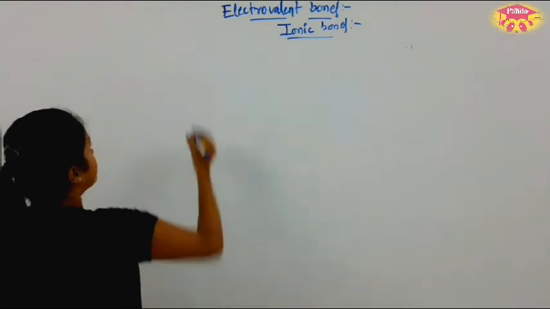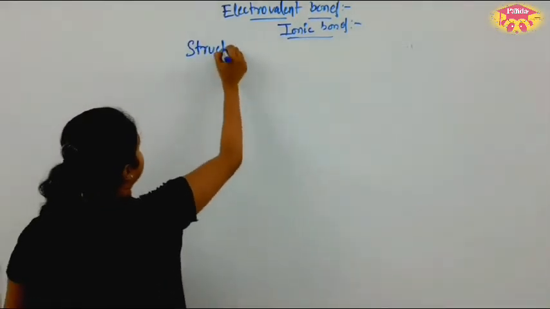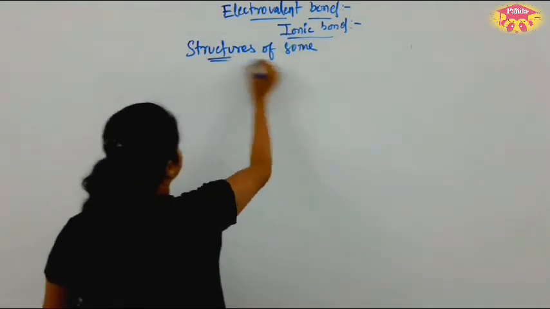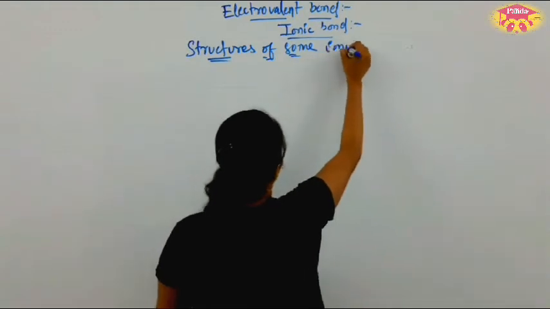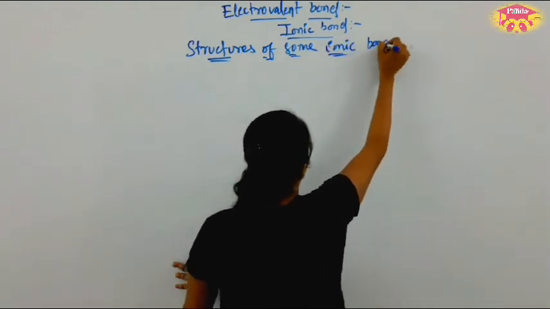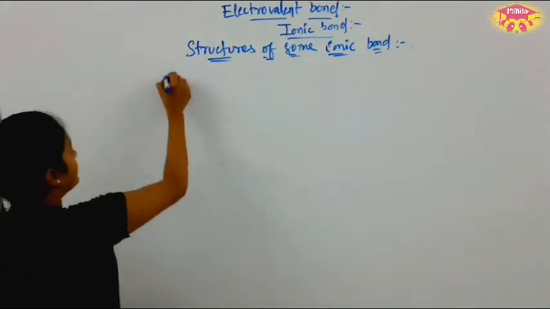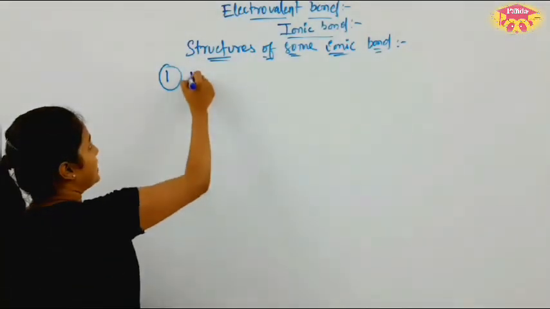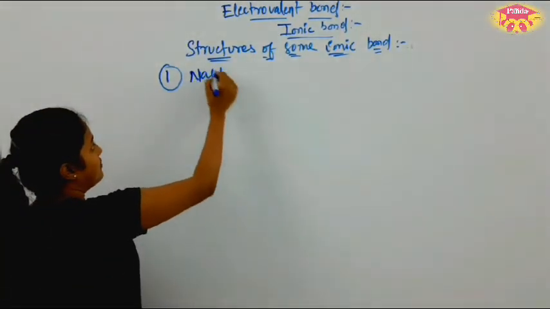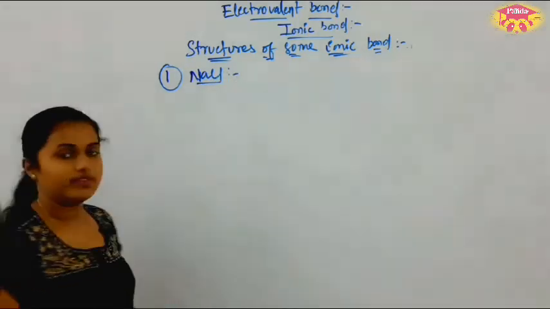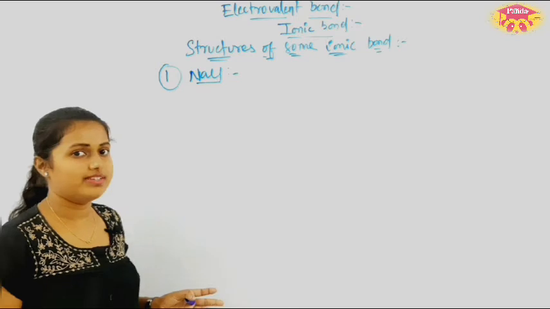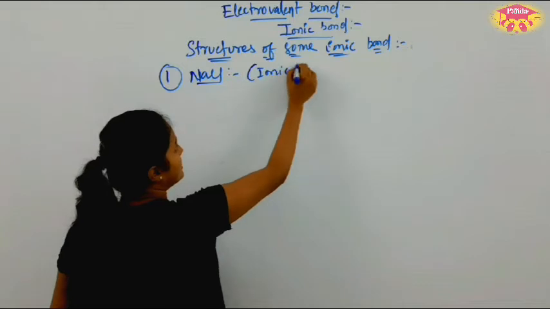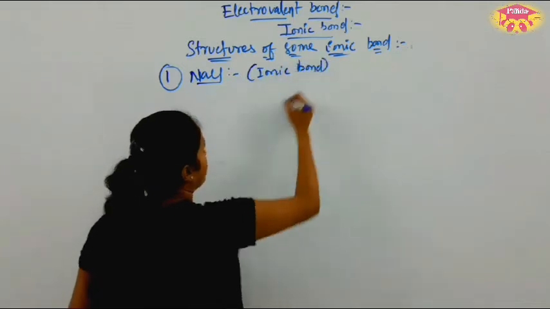Now students, we will discuss the structures of some ionic or electrovalent compounds. Now the first, which we know and use in our everyday life, the salt, is NaCl, students, right? We use salt in everyday life for cooking. So NaCl is made up of ionic bond.